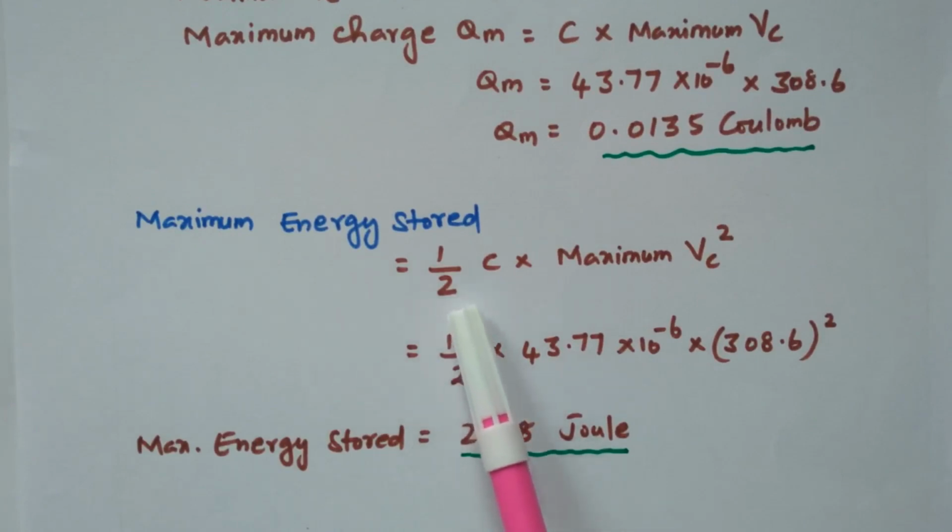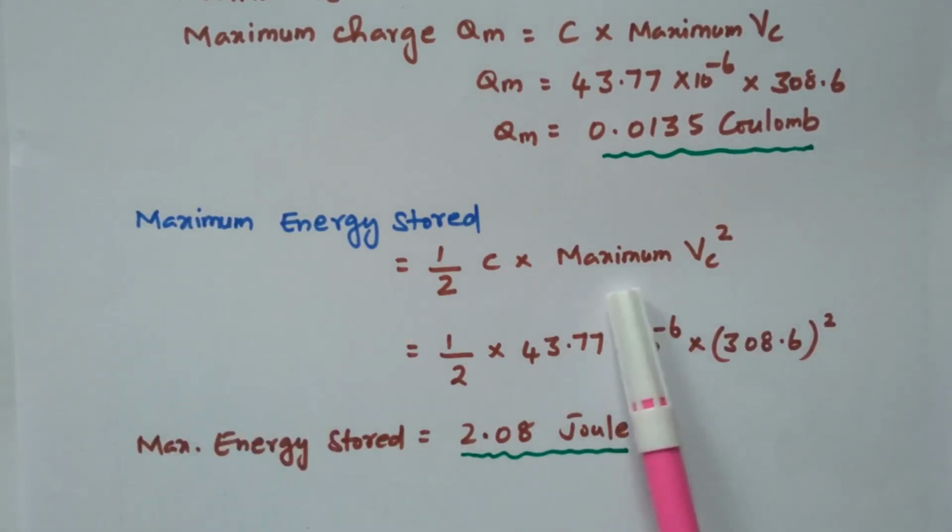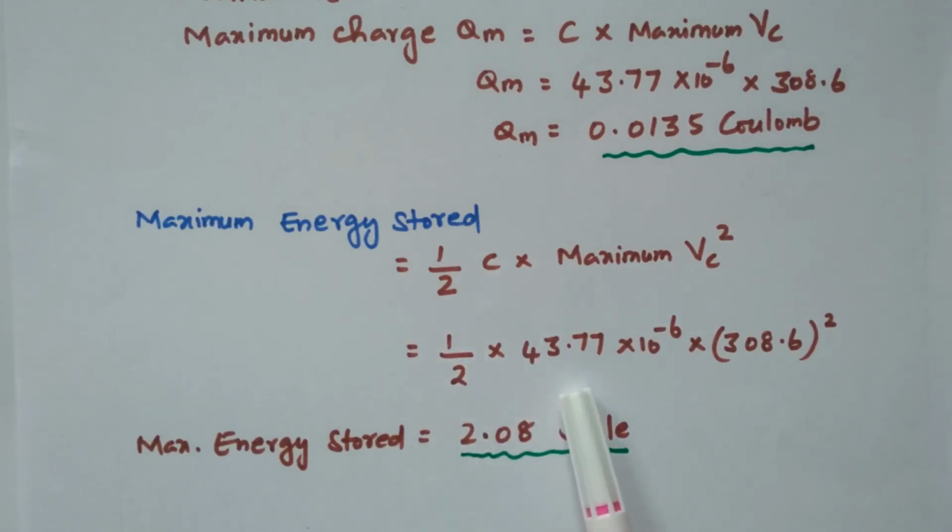Now we will go to the energy stored. The maximum energy stored is half C into maximum VC square, half CV square, where here we are using the maximum voltage. So half into the C value 43.77 into 10 to the power minus 6, into the maximum VC that we just calculated, 308.6, squared. By simplifying, we get 2.08 joule. So we calculated all the parameters. In this video, we discussed the solved problem based on the RC circuit, part 1. Thank you.